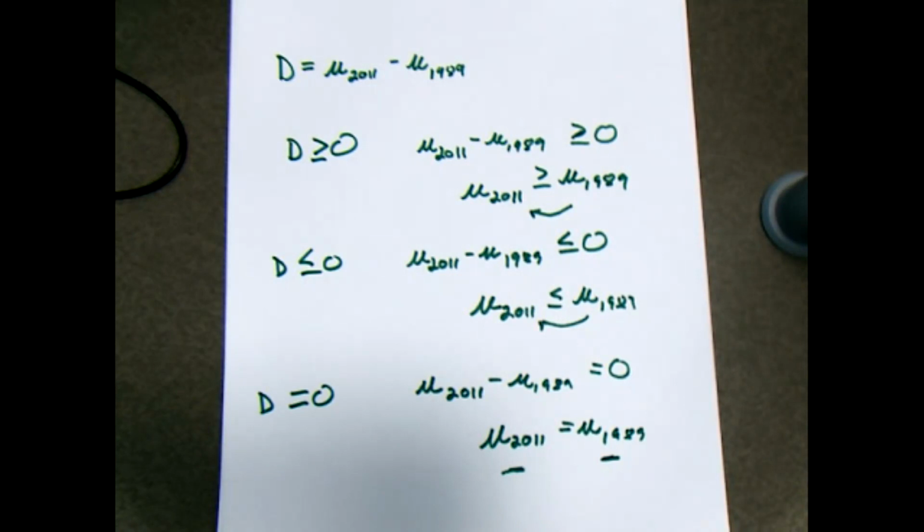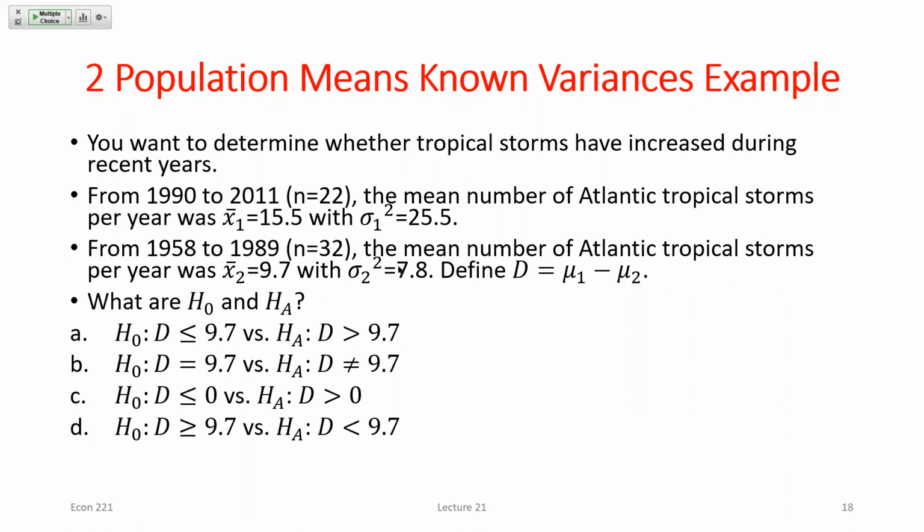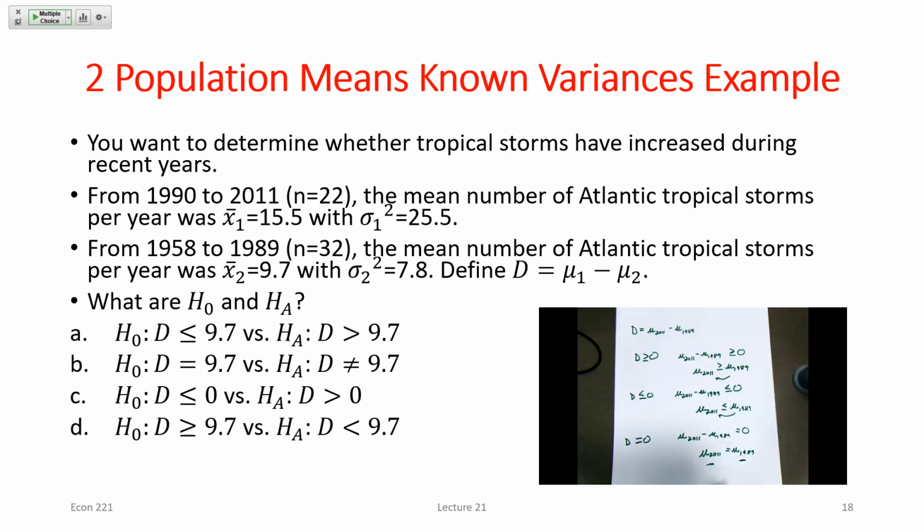So we're thinking about coming up with the null and alternative hypotheses. For an example like this, if we want to know whether or not tropical storms have increased, the only way that they've increased, let's see if I can get this down here in the corner, so we have something to compare to.